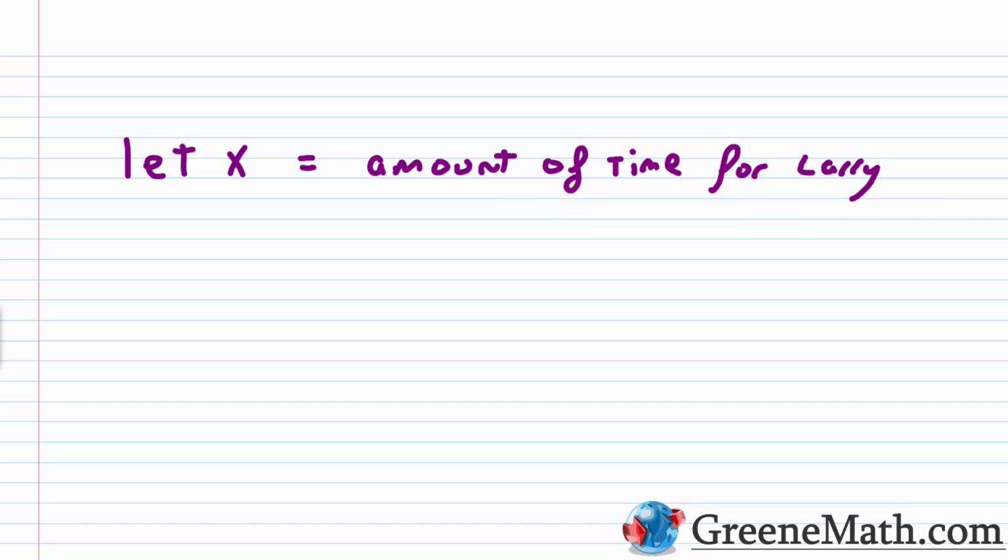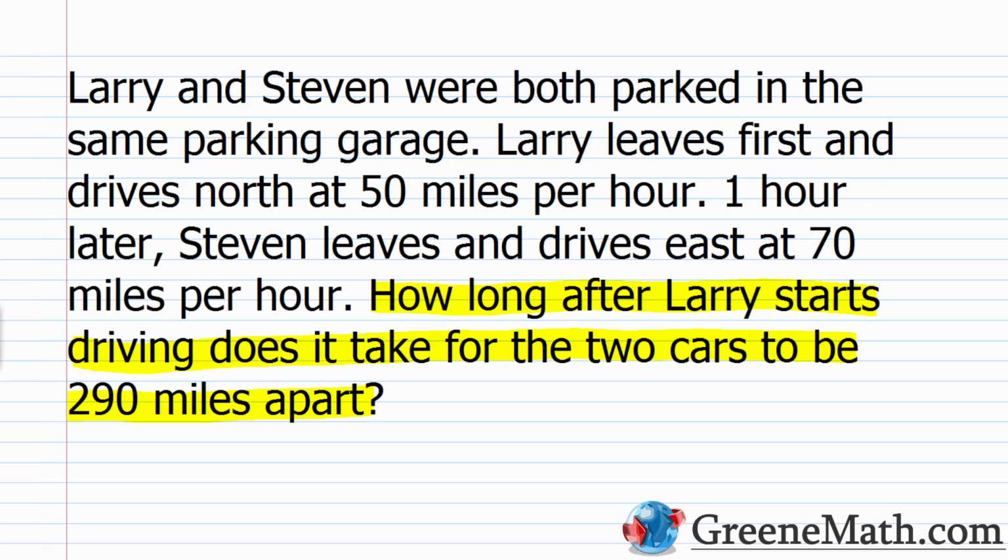Now, for Steven, we can base his time on Larry's, right? We know Larry's time is X. Well, for Steven, we know that 1 hour later, Steven leaves. So he's been driving for an hour less at this point when they are 290 miles apart. So I can just go X minus 1 to represent Steven's time.